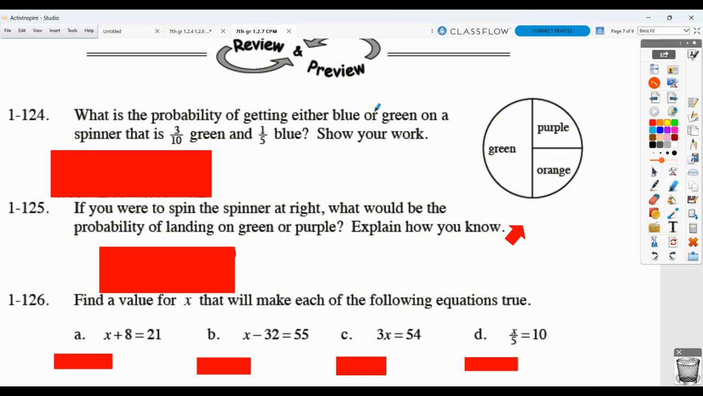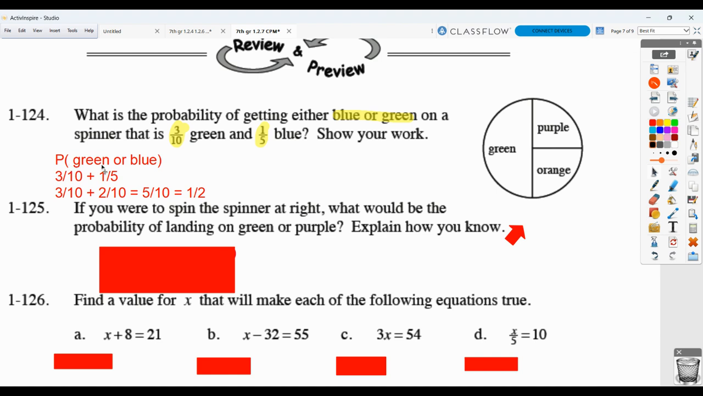So if we're saying blue or green is a desired outcome, then what we're going to do is combine the probability of getting green with the probability of getting blue, because we'd be happy with either green or blue. So in other words, we have to add these fractions. Now this question, remember, does not relate to this sketch, so be aware of that. This is giving us the information right here. So I want to see that you changed them both to a common denominator. Probability of green or blue would be adding 3/10 and 1/5, changing the common denominators, and then simplifying your answer.